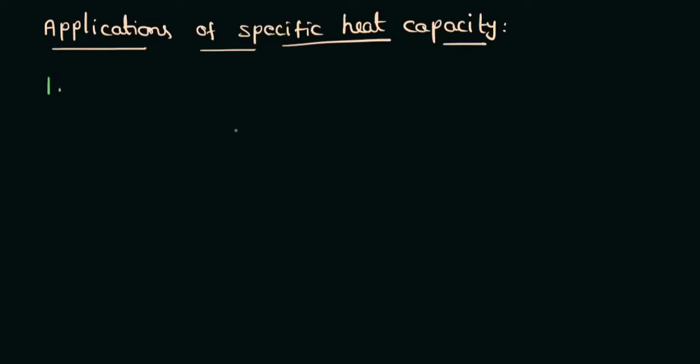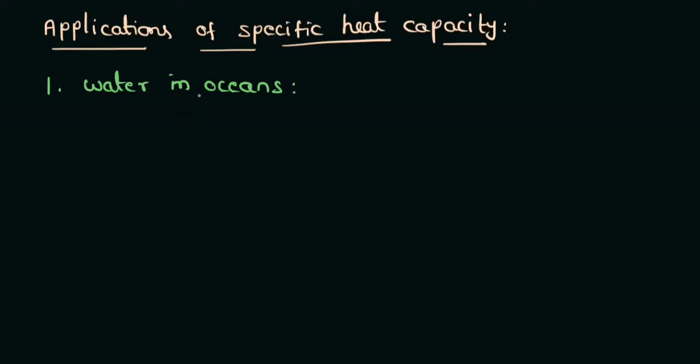Number one, water in oceans. Here our key point is the specific heat capacity of water. Water's specific heat capacity is high. What is the meaning of that and how does it help us? Please try to understand.